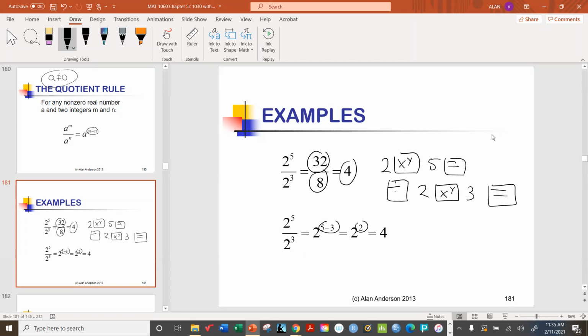Oh, hold on a second. 2 raised to the 5th is 32, divided by 2 raised to the 3rd, and I end up with 4. Yeah, that's it. So I think in this case, you're probably better off with just 2 raised to the 2nd. Yes, it should be 4. Perfect. But by using the rule, look how much simpler this is, how nice that is compared to this.